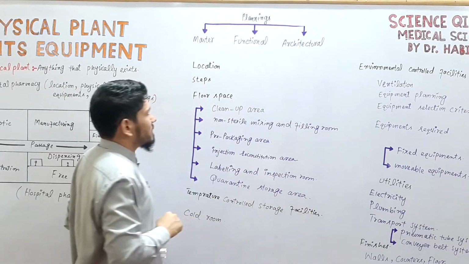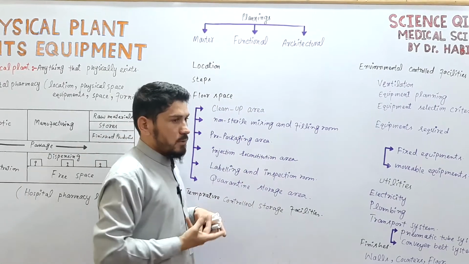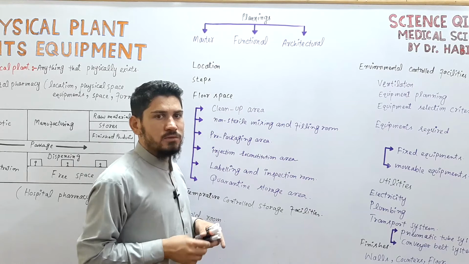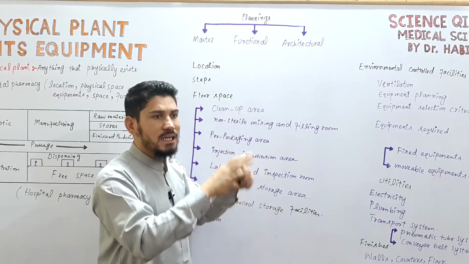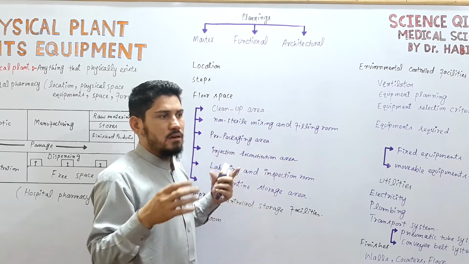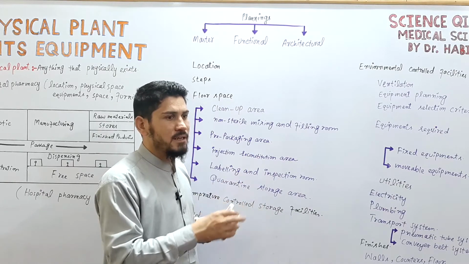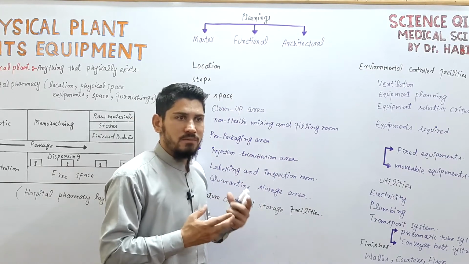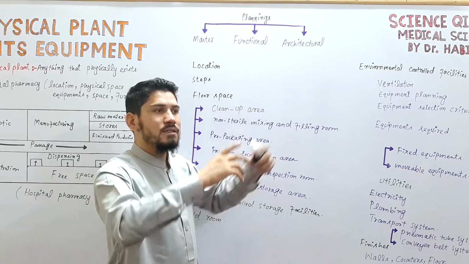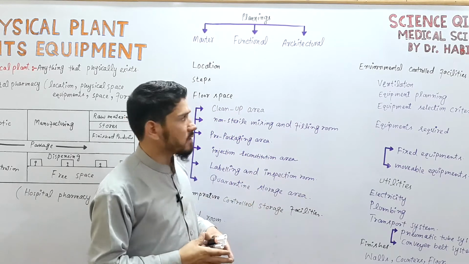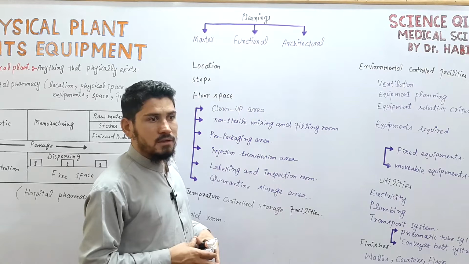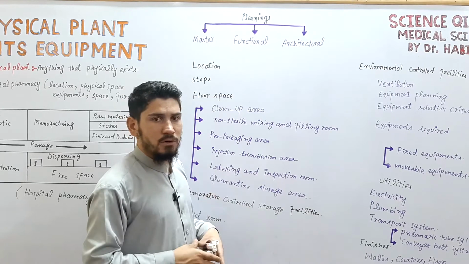Okay, then the next is location. Of course, we'll talk about this in detail. What should be the location of the hospital pharmacy? In the hospital, in the center of the activities, all departments should access the hospital pharmacy easily. If the main hospital pharmacy is not enough for them, we will have satellite pharmacies. What are they? We'll talk about them. And then the steps, one by one, we'll talk about in detail.